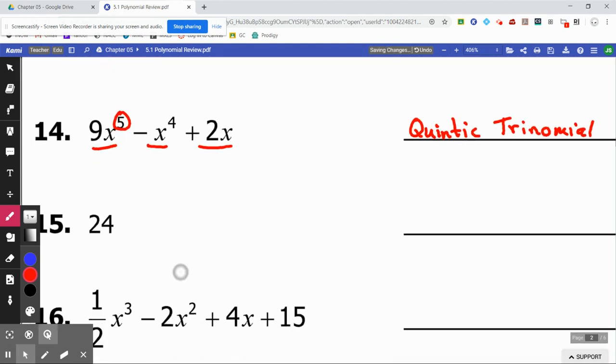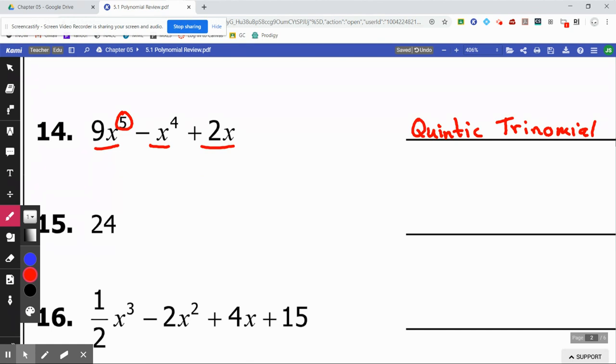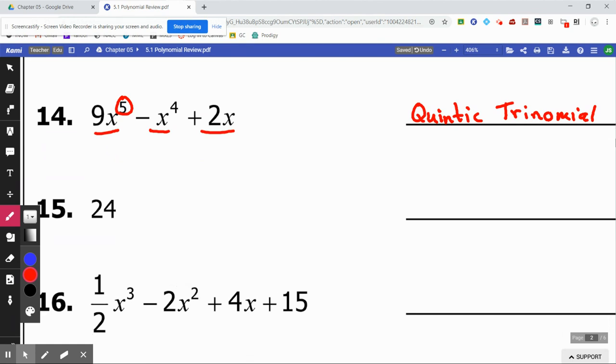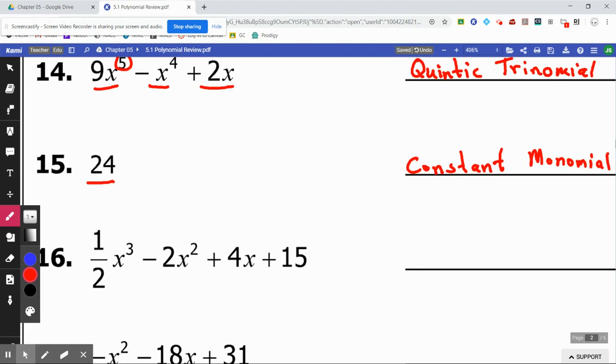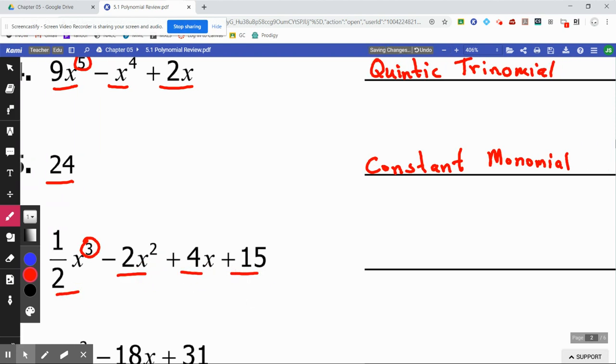The next one, your highest power of x would be 0. There's no x's, there's no y's, so therefore this would be a constant, and a constant's always going to be one term, right? So it's going to be a constant monomial. Okay, number 16, highest power of x is x to the third, which makes it cubic, and there are 4 terms, so that would be a cubic polynomial.